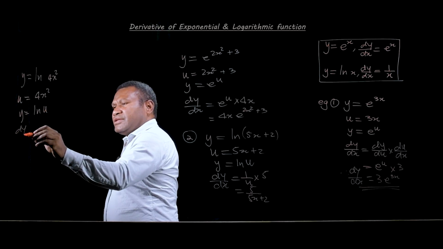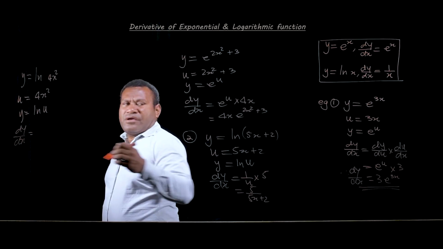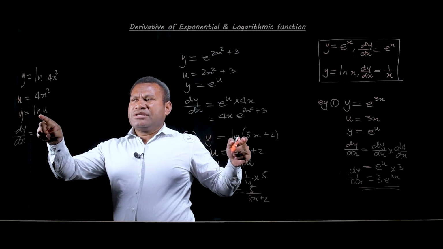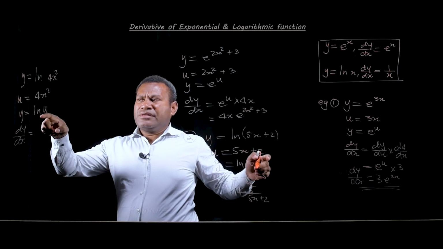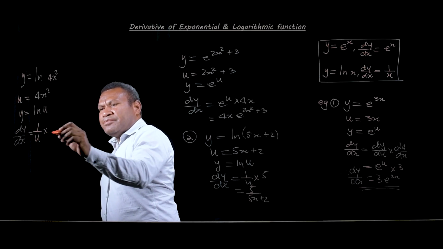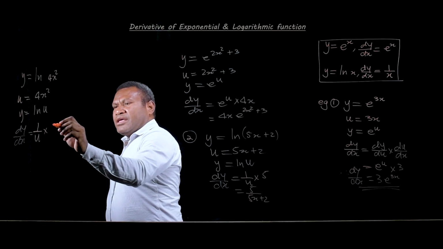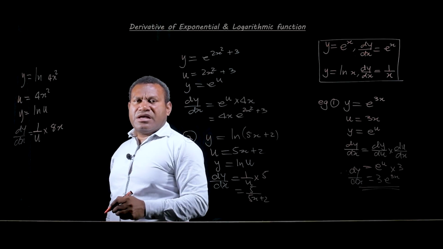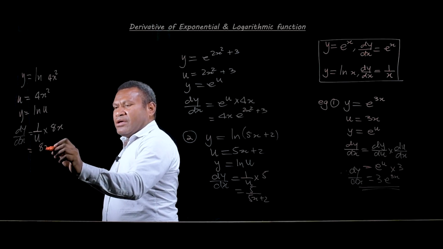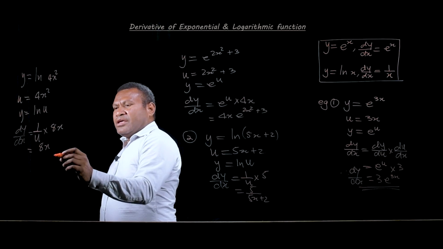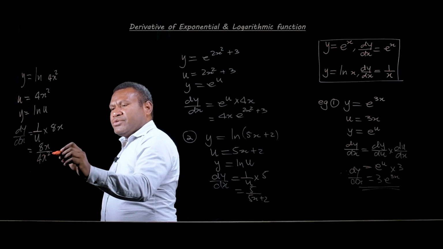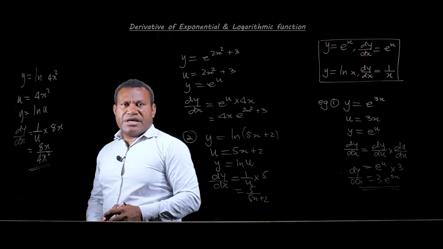This is the rule that we are going to apply again, so don't forget it. Using the standard result, the derivative will be 1 over u multiplied by the derivative of u, which is 8x by using the rule for differentiation. So 8x times 1 is 8x, divided by u. U is actually 4x squared, so we can leave our answer as it is.